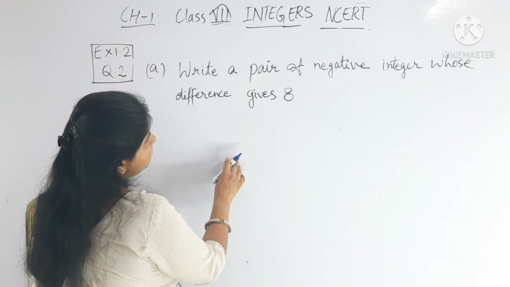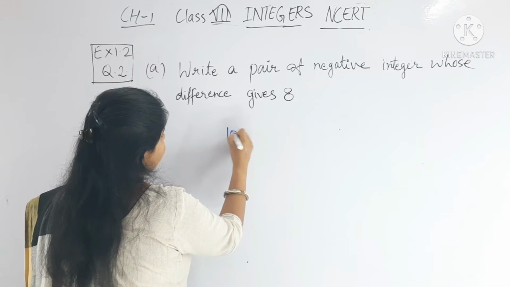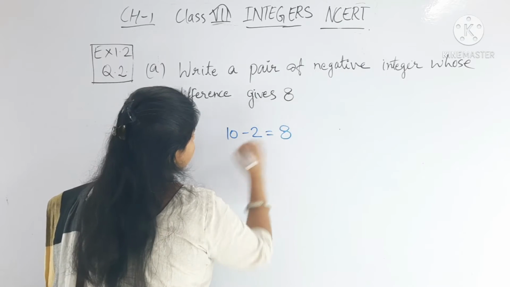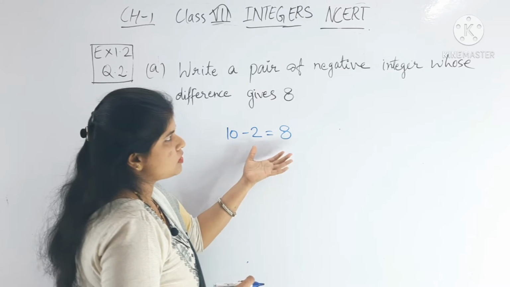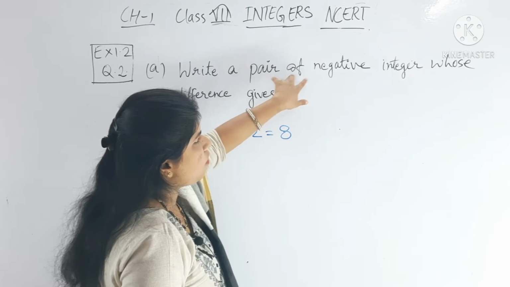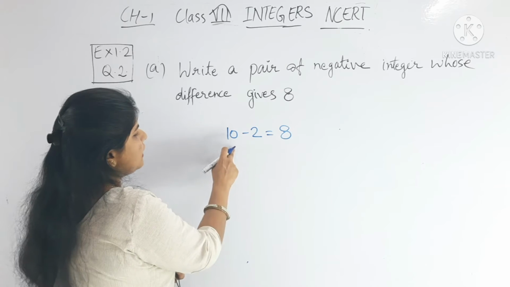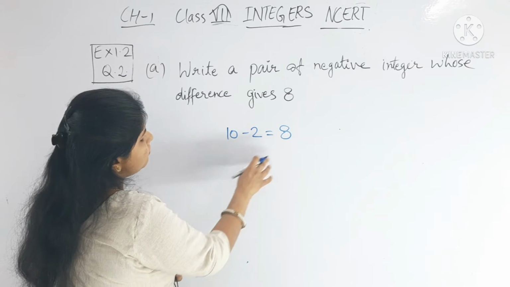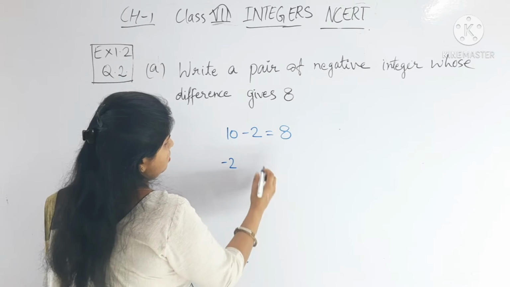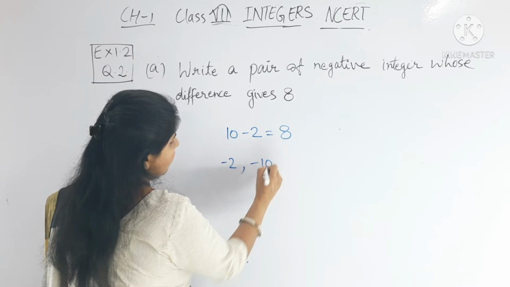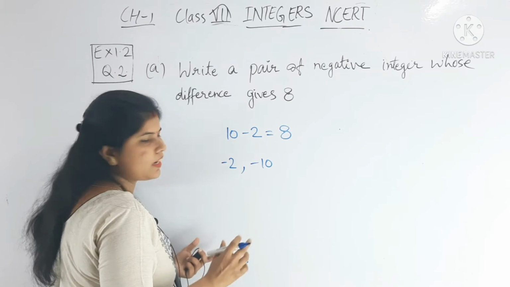So for the difference, 10 minus 2 is 8. We know that 10 minus 2 is 8, but we have to take a pair of negative integers, means 2 will also be negative and 10 will also be negative. So how will it become 8? We have to take minus 2 and minus 10. That is, both will be a pair of negative integers.